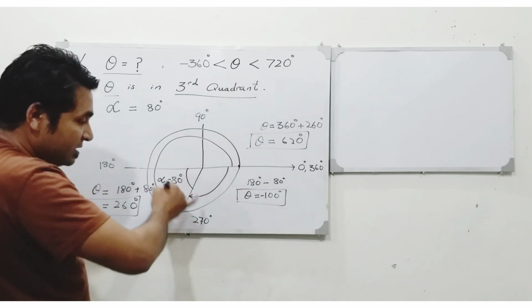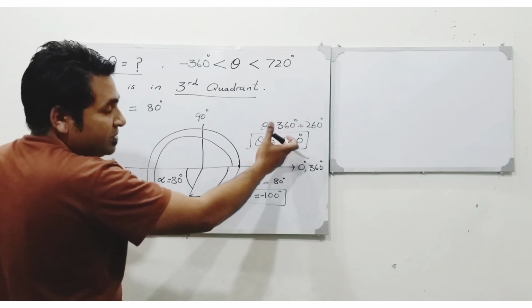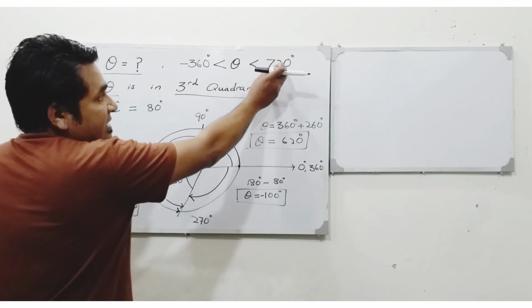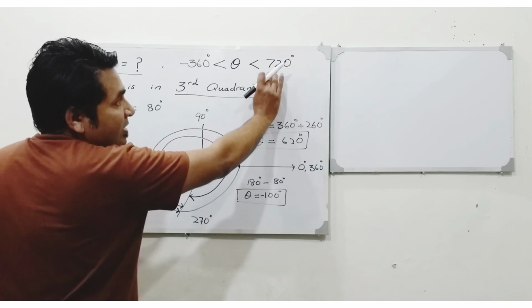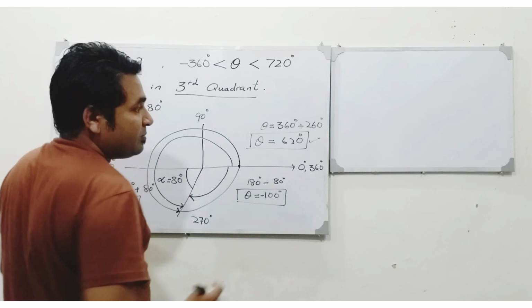If we cover 360 degrees more, when we add 360 more to this value, it will definitely exceed and be more than 720. So that's why this is the final possible value.